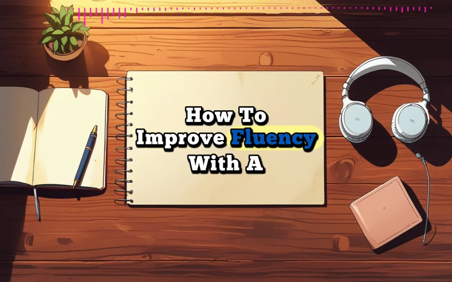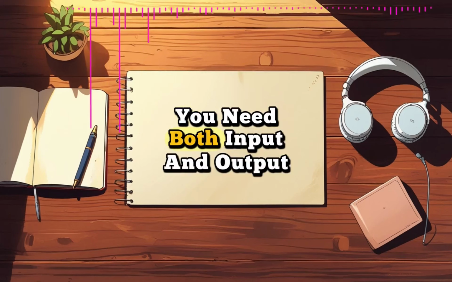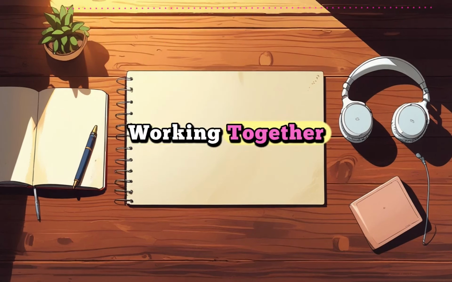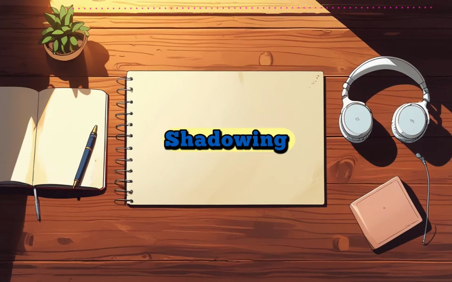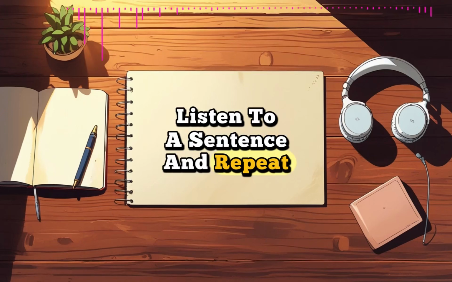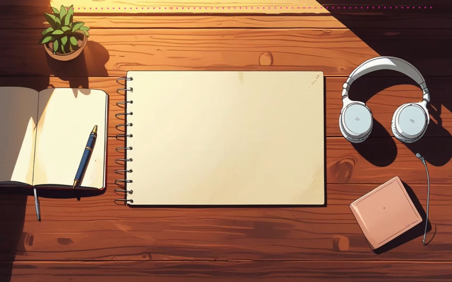How to improve fluency with a mix of both. To speak fluently, you need both input and output working together. Here's how to improve fluency with a good mix. Shadowing: listen to a sentence and repeat it immediately. This improves pronunciation and fluency.